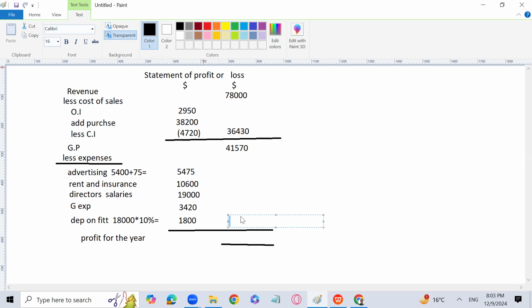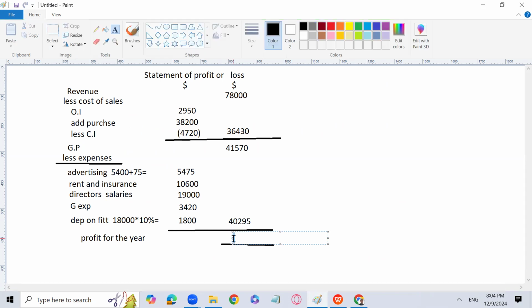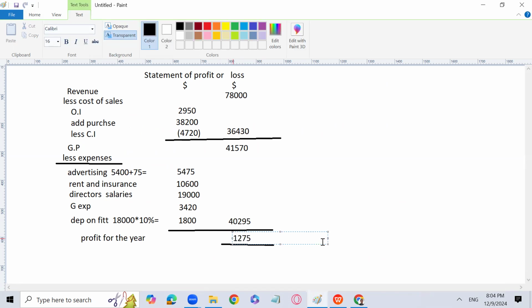40295, thank you. So 40295, and we subtract it, we get the profit for the year. That is 40295, 1275. Oh, sorry, 1275 is going to be the profit for the year. So that's it. It's quite easy.